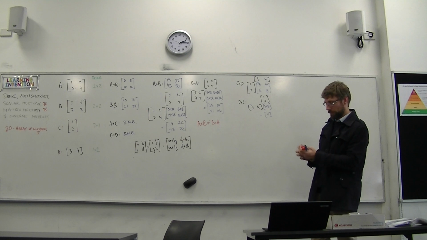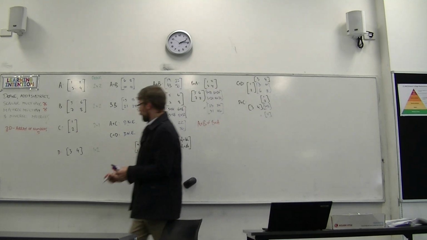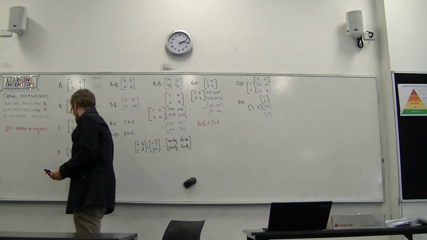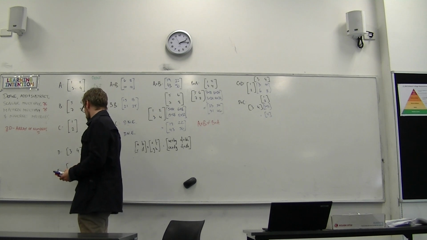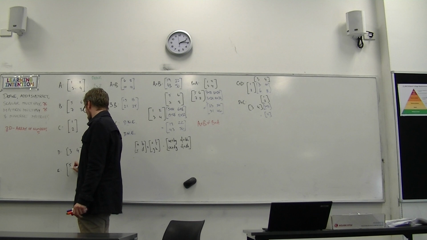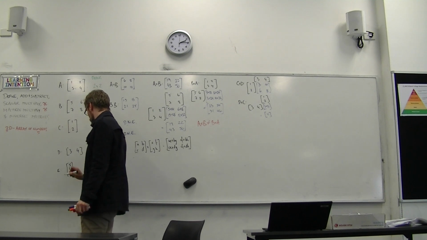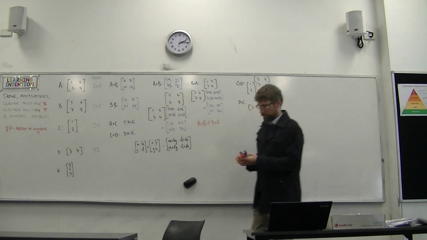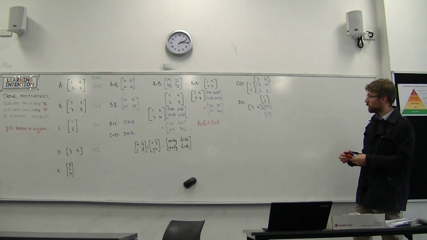Alright, let's add in a new matrix, matrix E: 7, 9, 12, 11, 5, 4, 6, 4, 7, 4.